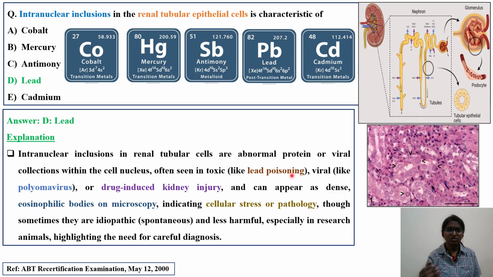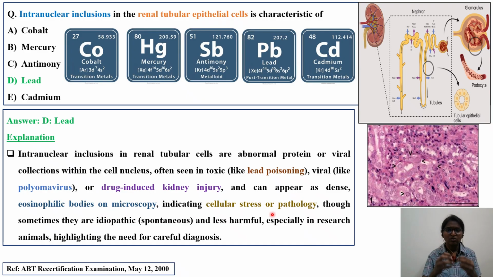Also it is seen in the case of viral infections. What are those viral infections? Polyomavirus, or drug-induced kidney injury. There are certain drugs which also cause this same characteristic feature, that is DIKI, drug-induced kidney injury, particularly chemotherapeutic agents, and it can appear as dense eosinophilic bodies on microscopy. When you see these histopathology slides of this tubular section under the microscope, the arrow marks given are nothing but dense eosinophilic bodies, indicating cellular stress or pathology.